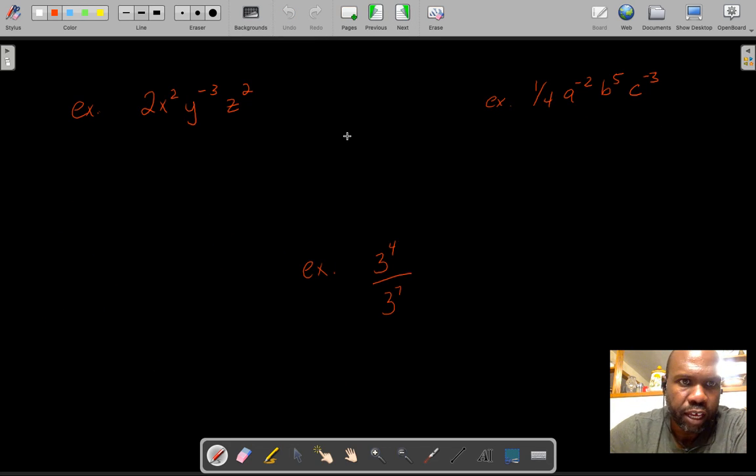I might be going a little fast, but I think we can get it. Let's look at this: 2x to the power of 2, y to the negative 3, z to the second. We're looking to rewrite all negative exponents. The negative exponent is right here. It's pretty obvious. We have to move that portion of it down to the bottom. So if we rewrite this, we have 2x to the second, then z to the second.